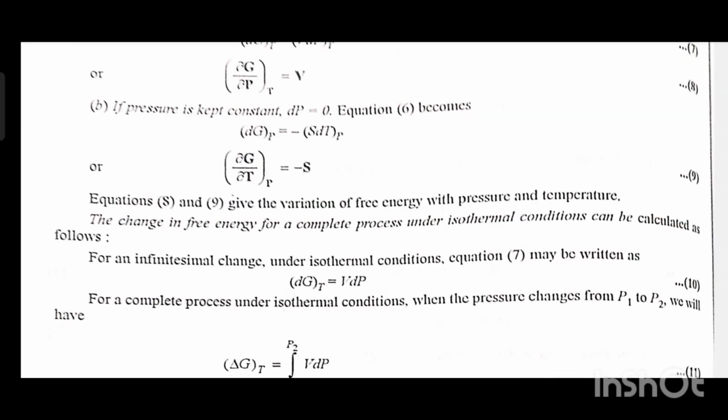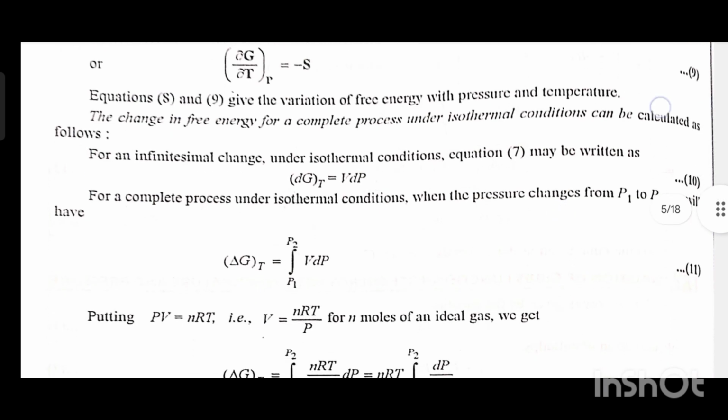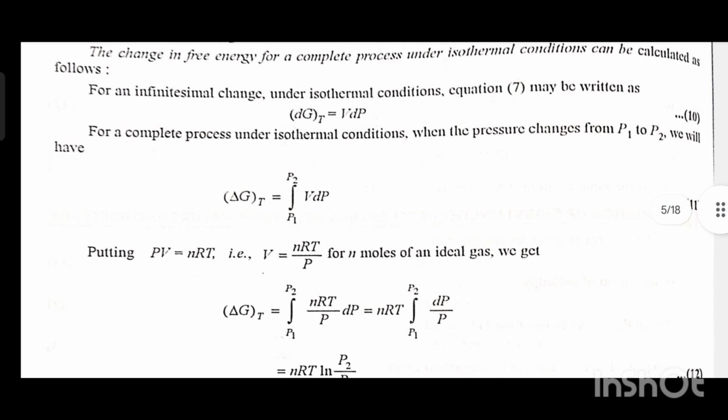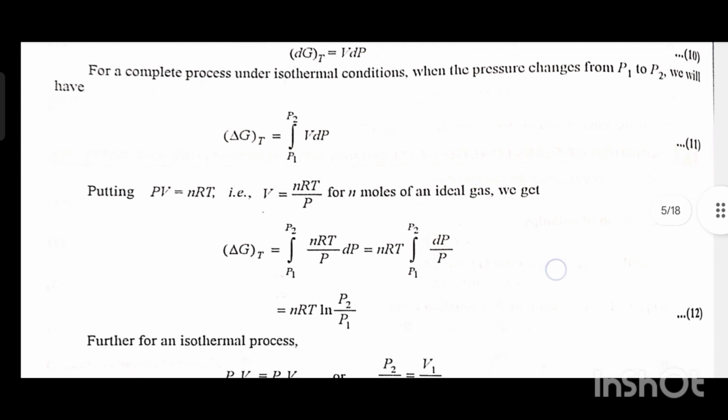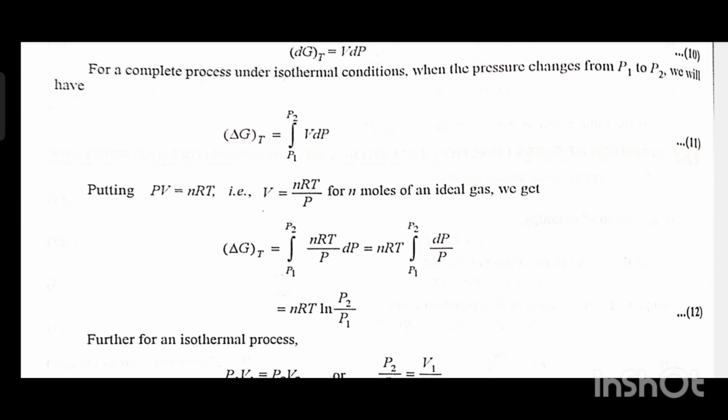Equations 8 and 9 give the variation of free energy with pressure and temperature. The change in free energy for a complete process under isothermal conditions can be calculated as follows. For an infinitesimal change under isothermal condition, equation 7 may be written as dG at constant temperature is equal to V dP. Equation 10. For a complete process under isothermal condition, when the process changes from P1 to P2, we will have ΔG at constant temperature is equal to the integral of V dP from P1 to P2.